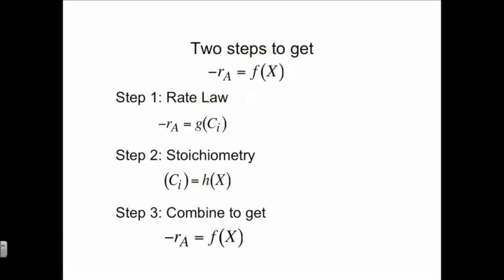We'd like to get our rate of disappearance of A, which is minus r_A, as a function of conversion X. There are two steps to get there. Step 1 is the rate law, where we get our rate of disappearance of A as a function of concentrations of different species. I'll be covering that today, and then in subsequent lectures we'll be going over some stoichiometry where we'll be able to derive the concentration of species as a function of conversion. After we've gone through that, we'll be able to combine those two steps to get our goal, the rate of disappearance of A as a function of conversion, X.